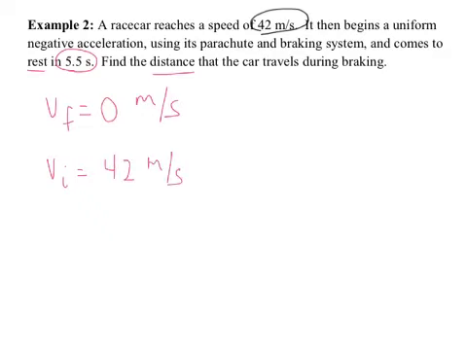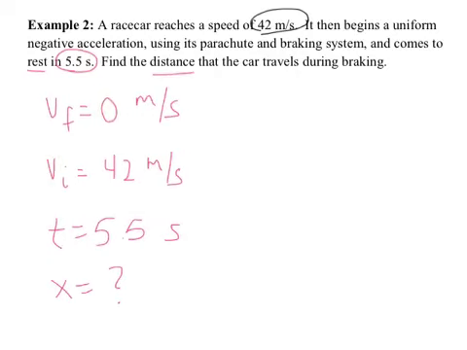Why am I using VI and not speed? Well, because take a look. It's traveling in one direction. It begins a uniform negative acceleration, and it comes to rest. So we know that the acceleration is slowing down the motion. Because it comes to rest, it's acting in the opposite direction. So the time period in this problem is 5.5 seconds. And we want to find the distance traveled, which happens to be the same as the displacement in this problem.